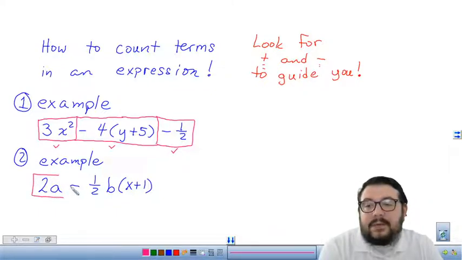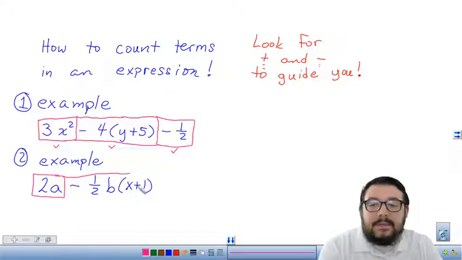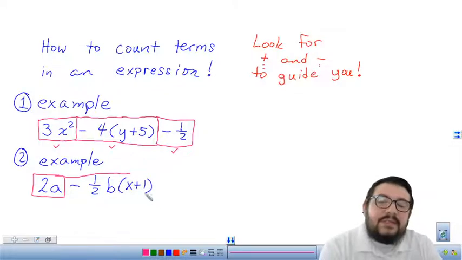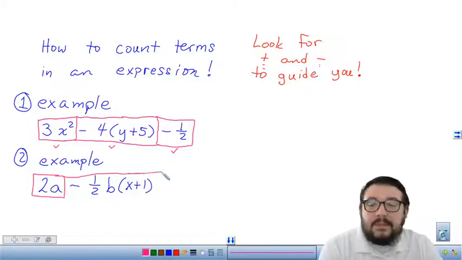Up, but now I see a minus sign. Okay, so I start my first term, and now I see a minus sign. And I go, okay, there, that's where my first term ends, and now I start my next term. Okay, so I keep going and going and going. And now I see a plus sign, but guess what? It's in parentheses, so I have to skip it over.